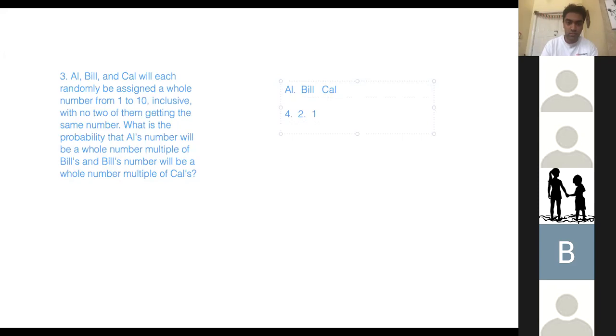And we can have 1, 2, 6, 1, 2, 8, 10, 2, 1. And then we can also have, we move on to 9, 3, 1. And then 6, 3, 1. Now we move on to the 2, so we do 8, 4, 2.